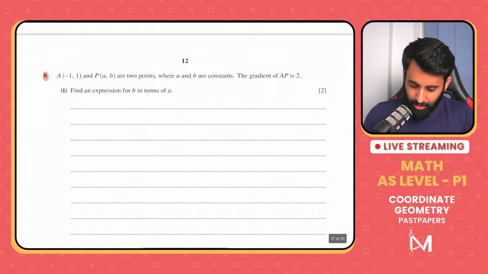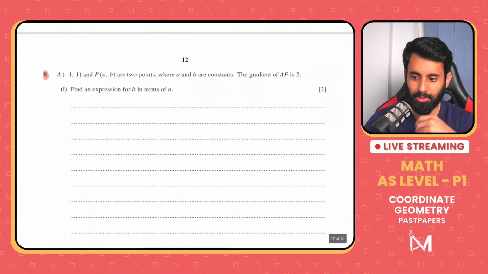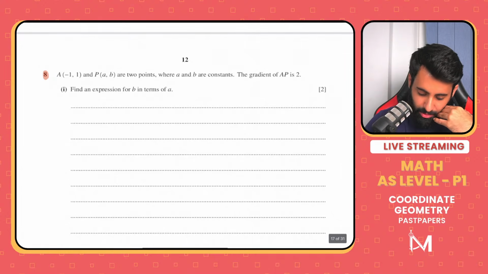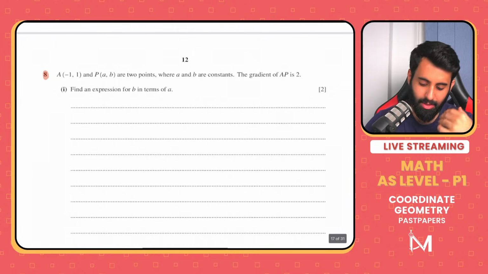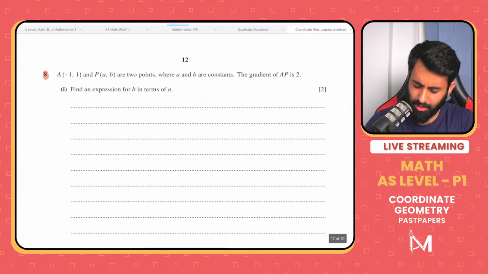It says here, A is minus 1 comma 1, and B is a comma b, 2 points where a and b are constants. The gradient of AB is 2. Find an expression for b in terms of a. So basically we need to find out the gradient using the coordinates of A and B and equate it to 2. That's it. It's a fairly easy question.